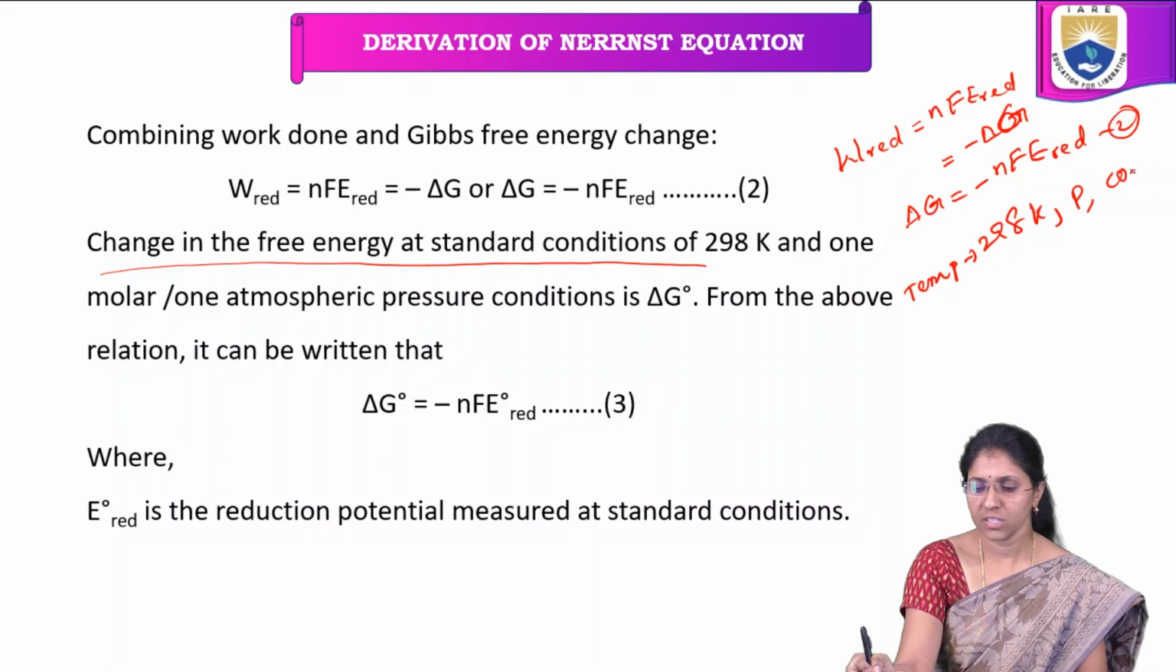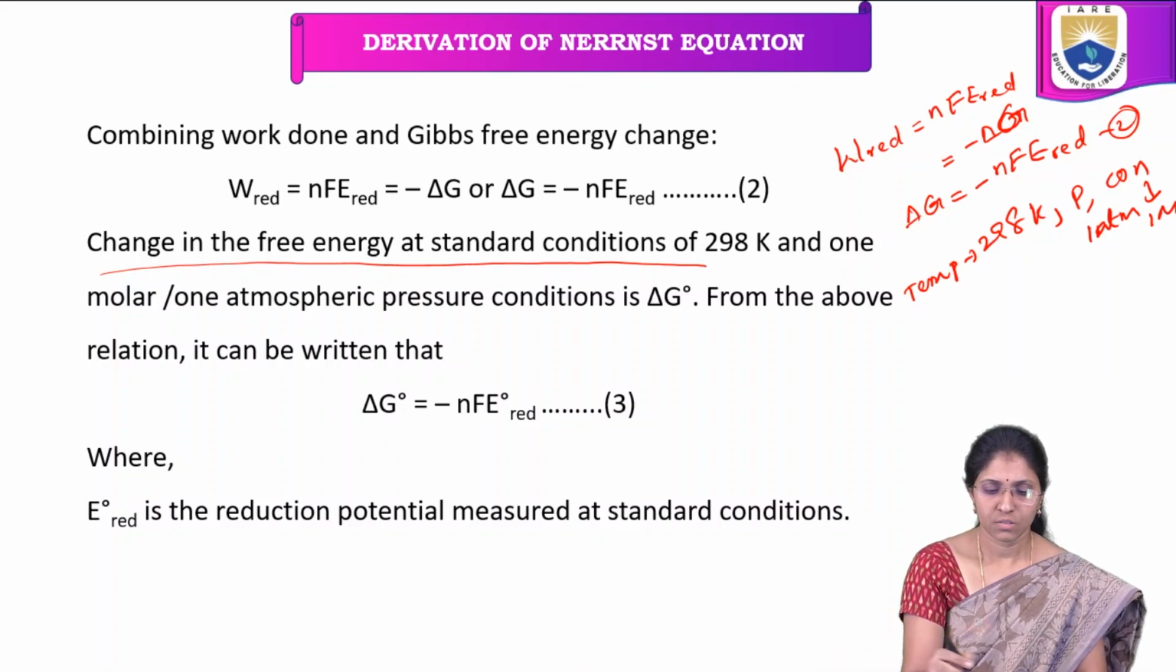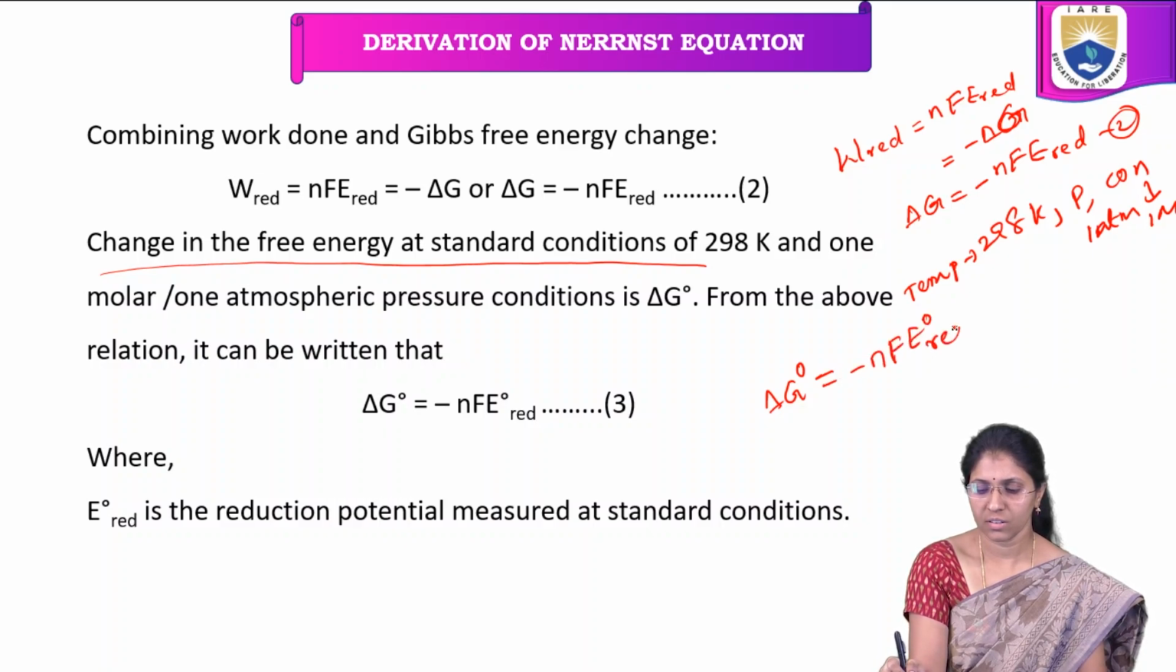Pressure and concentration are 1 atmospheric pressure and 1 molar concentration. These are the standard conditions. So the change in Gibbs free energy at standard condition is denoted by delta G naught. It can be written as nFE naught reduction. Here delta G is indicated at standard condition, so it is denoted as delta G naught.